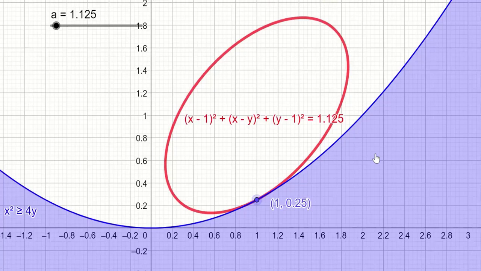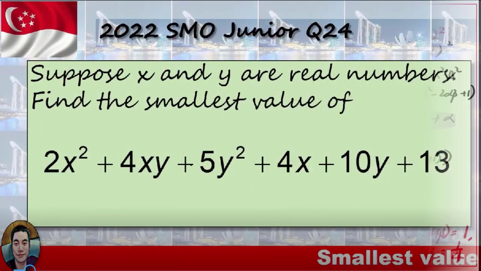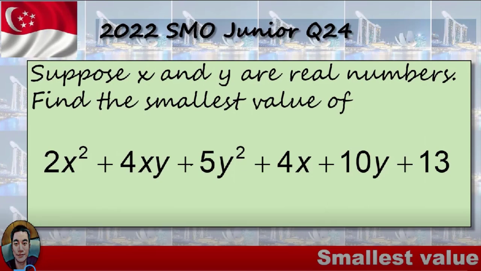And the value of a is 1.125, which equals 9 over 8. In conclusion, we explored two methods to tackle this problem, both giving the solution 9 over 8. While we have successfully solved this problem, practicing is the key to mastery. Using a similar approach, try solving the following question and share your solutions in the comments.